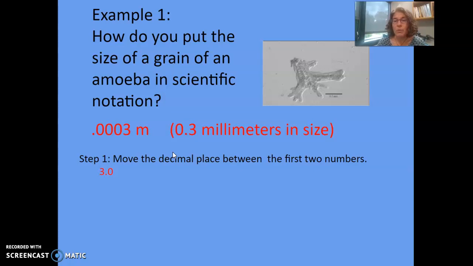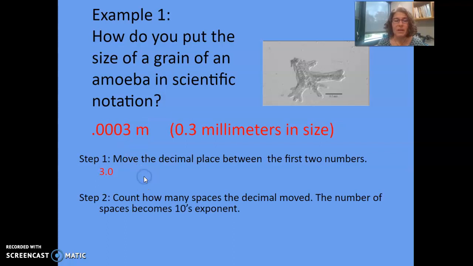So our first step, we would move the decimal between the first 2 numbers so that we're creating a number between 1 and 9.999. So that means we're moving this decimal from here over to here. The next thing we need to do is count how many spaces we moved that decimal, and that number becomes the tens exponent. So we moved it over 1, 2, 3, 4 places to the right.